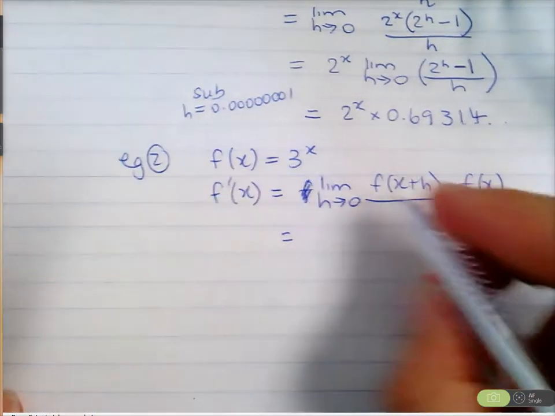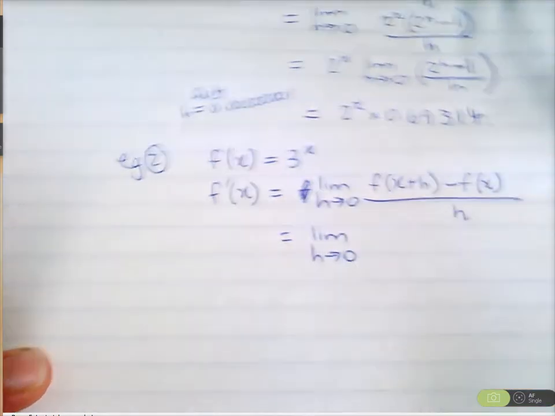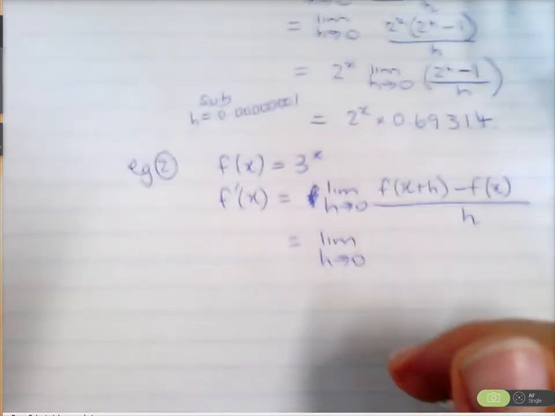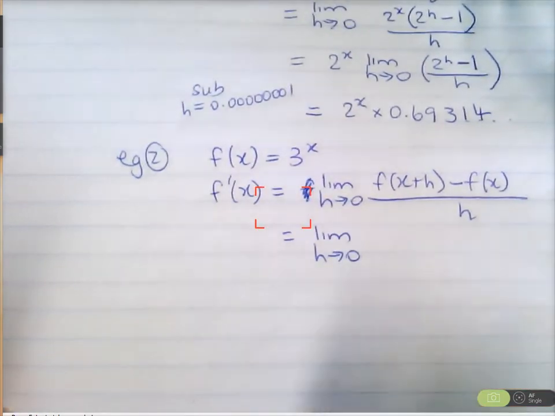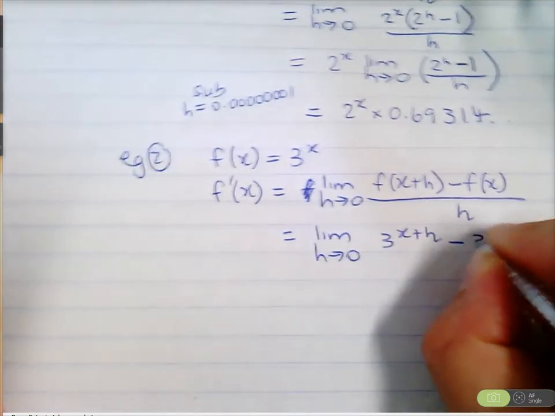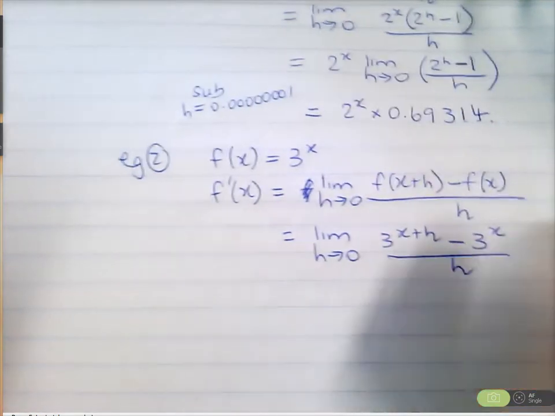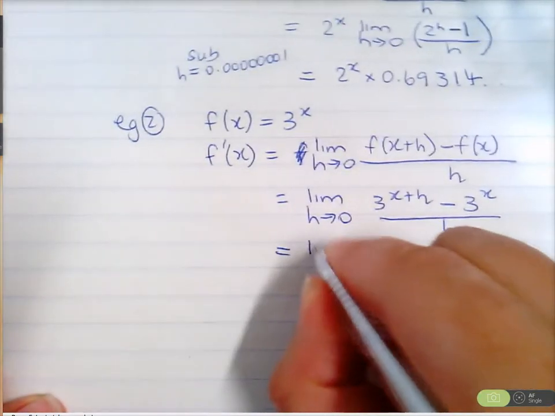Alright? So we're just doing the same thing. So it's the limit as h approaches 0. Now function of x plus h, isn't that just 3 to the x plus h? The reason I want to do it, it's a good review of differentiating from first principles. So it's 3 to the x plus h minus 3 to the x over h. Do you want us to use the same number?